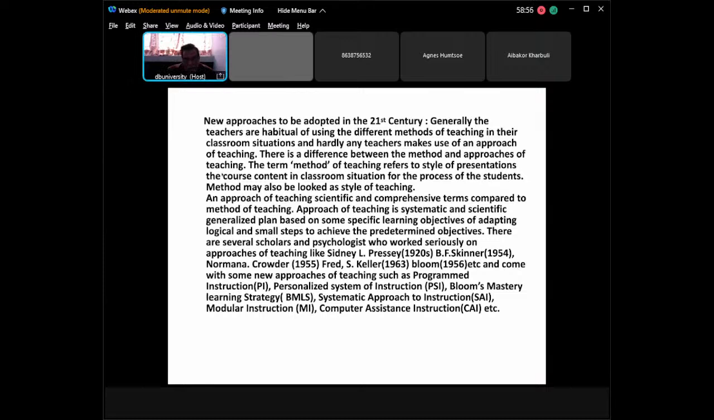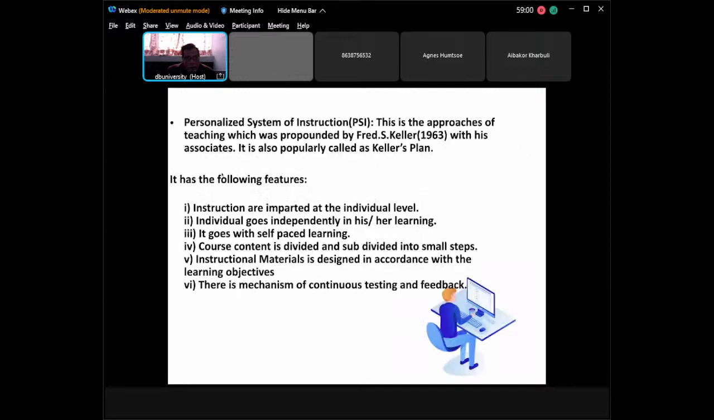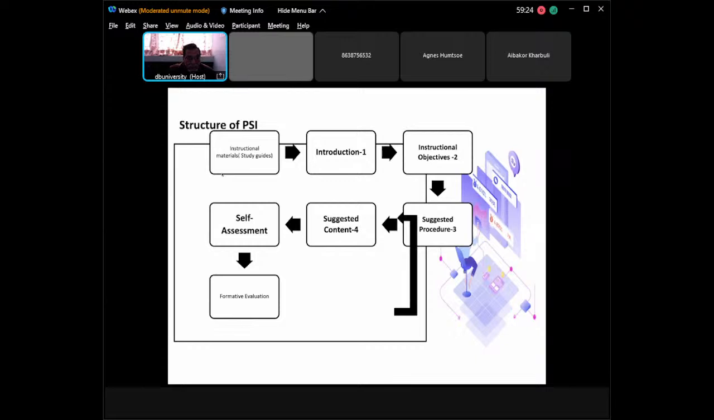Now, I'll give just one example, and then I'll wind it up. The personalized system of instruction is the approach of teaching propounded by Fred S. Keller in 1963 with his associates; it is also popularly called Keller's plan. Now, see the structure of PSI. Firstly, the material designed for PSI will have an introduction. That introduction will work in such a manner that when students read it, it will look as if the teacher is in front of them.